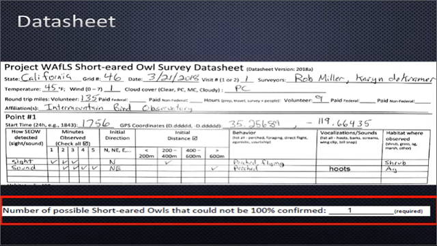So we've put this separate line in here for you to say, how many owls did you possibly see but that you weren't able to 100% confirm? So in this example, I was able to confirm the identification on 2 of them, but then I saw 1 more that I could not 100% confirm. So I didn't list it up in the table. I add it down here in this second question.